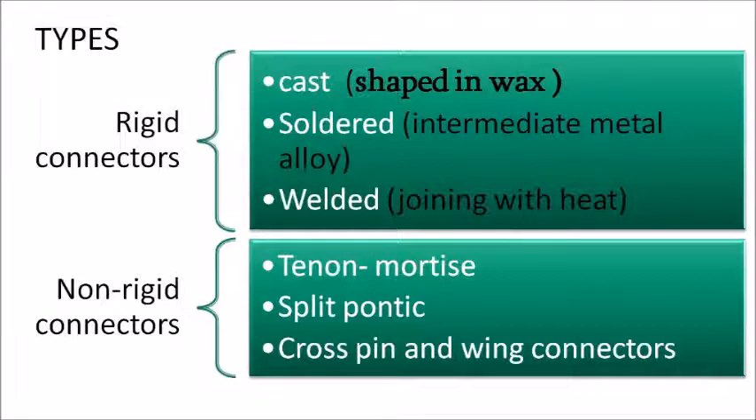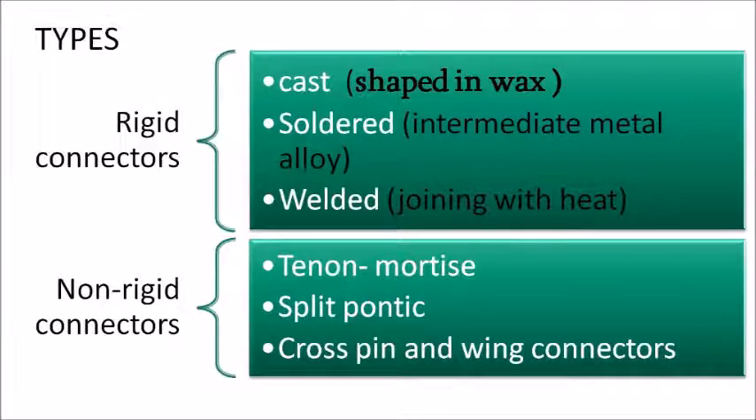Examples of rigid connectors are cast connectors, soldered connectors and welded connectors. So cast connector is shaped in wax. That is, when we do the wax pattern fabrication for the retainer and pontic, the wax pattern for the connector also will be fabricated. So the retainer and pontic will be cast along with the connector. That is called the cast connector.